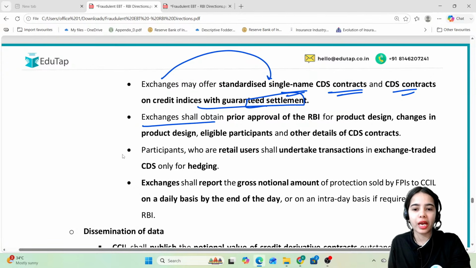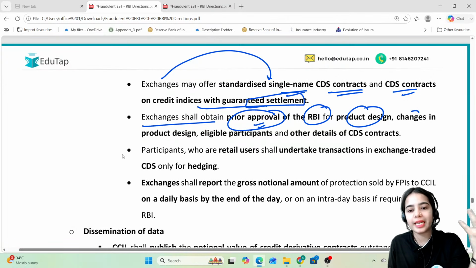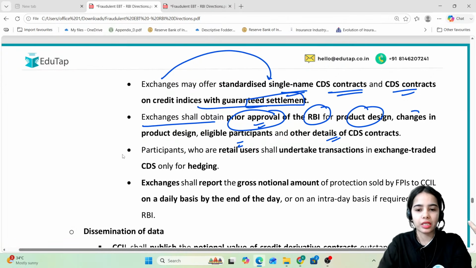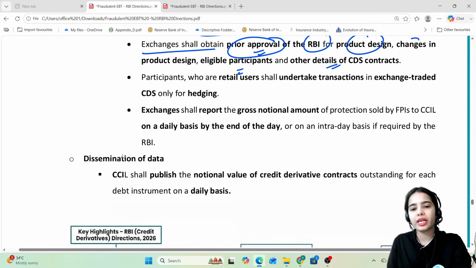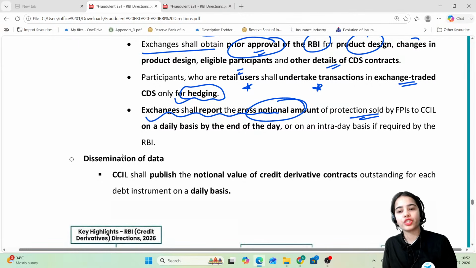Exchanges shall obtain prior approval. The NSE, BSE shall obtain prior approval of the RBI for product design, changes in product design, eligible participants, other details of the CDS contracts. Okay, so participants who are retail users shall undertake transactions in exchange traded CDS only for hedging purposes. Exchanges shall report the gross notional amount of protection sold by FPIs to CCIL on a daily basis.